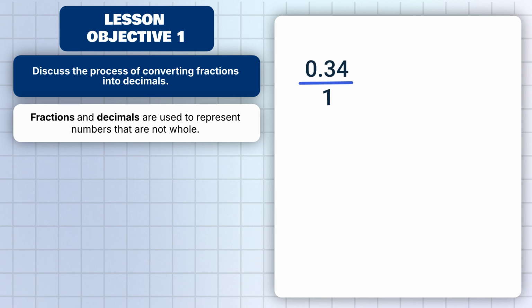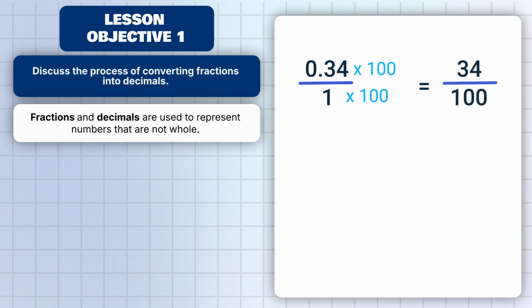Next, multiply both the numerator and the denominator by a power of 10, such that the numerator becomes an integer. For 0.34, we multiply the top and bottom by 100, since there are two decimal places. 0.34 times 100 is 34, and 1 times 100 is 100, so the fraction is 34 over 100.